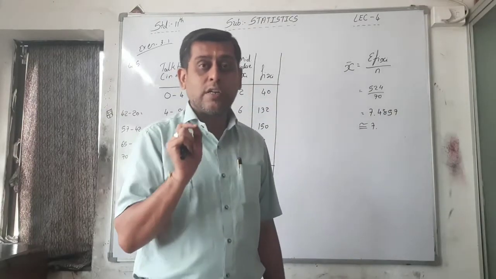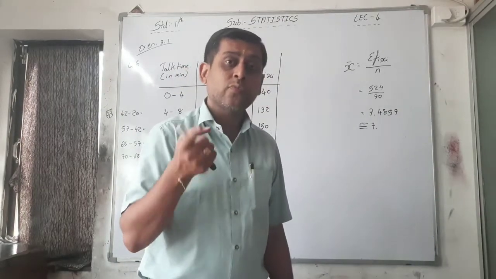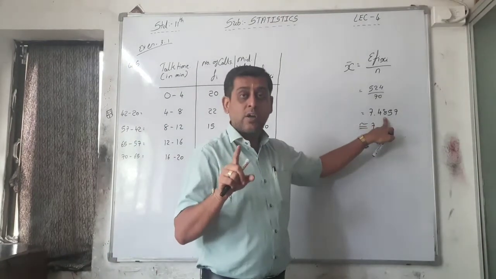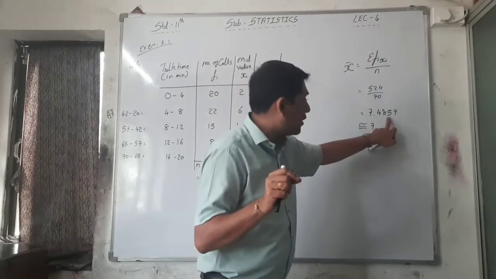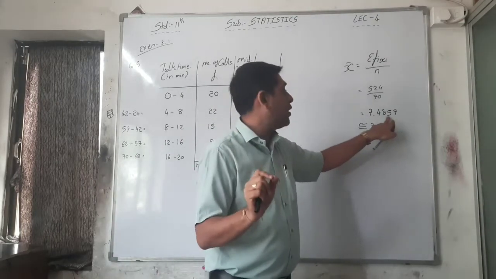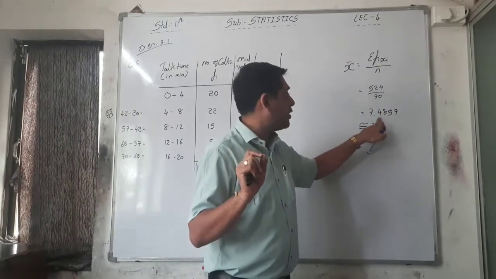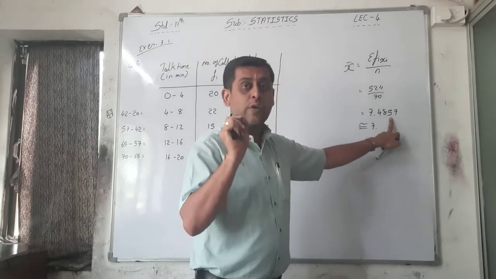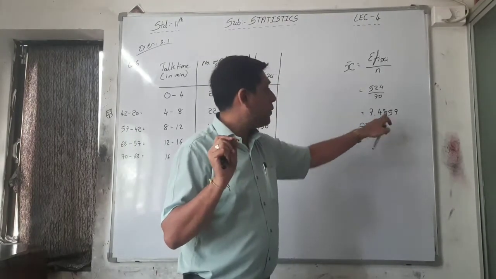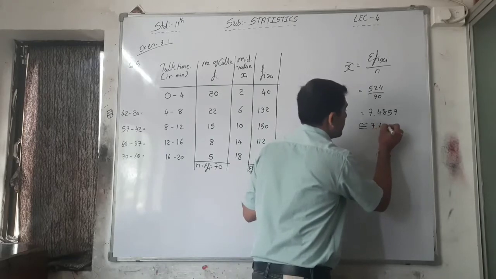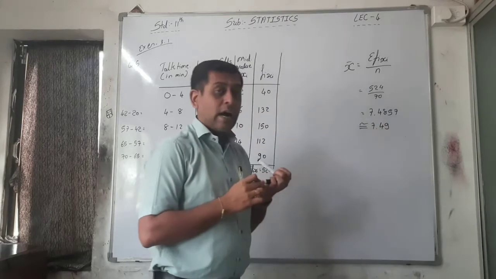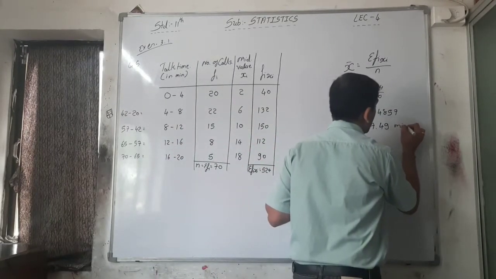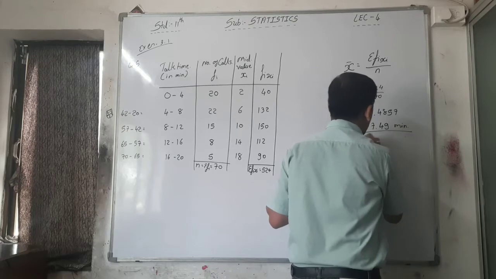If the third digit is 5 or more than 5, then you have to add 1 to the second digit, or if the third digit is less than 5, then you don't have to do anything, you just write these two digits. Here the third digit is 5, so we have to add 1 to the previous one, that is 49. So your answer is 7.49 minutes. Okay, so this one is the answer.